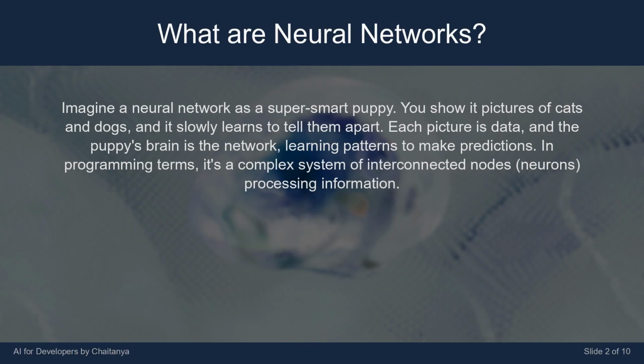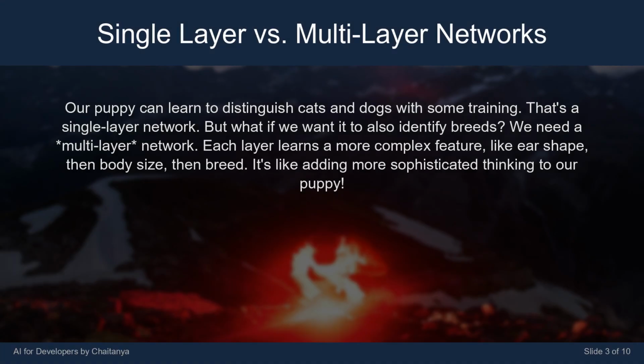Imagine a neural network as a super smart puppy. You show it pictures of cats and dogs, and it slowly learns to tell them apart. Each picture is data, and the puppy's brain is the network, learning patterns to make predictions. In programming terms, it's a complex system of interconnected nodes, neurons, processing information. Our puppy can learn to distinguish cats and dogs with some training.